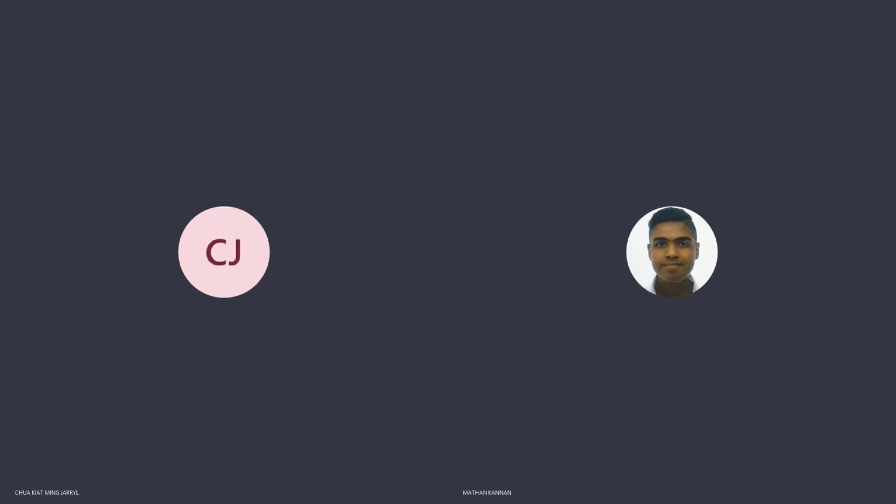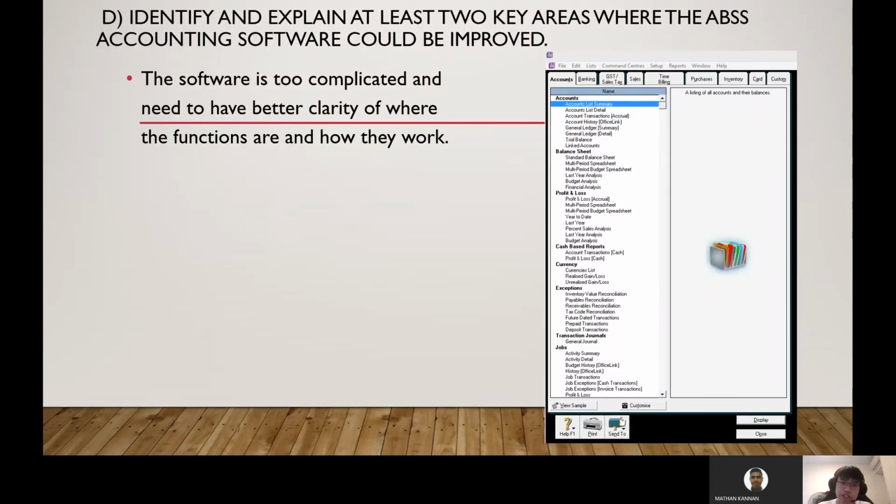Thank you. The weakness of the ABSS accounting software is that the software is way too complicated and it needs to have better clarity of where the functions are and how they work. For example, if you see on the right side of the slide, you can see that there are many functions that can help us generate reports that we want to present.